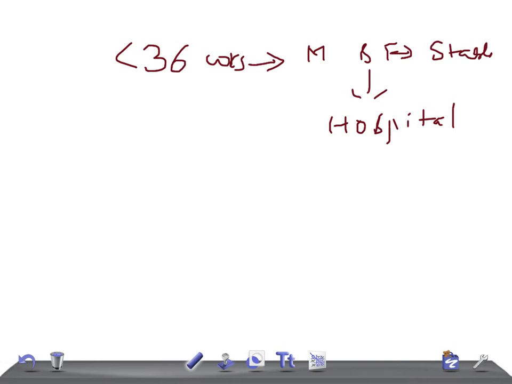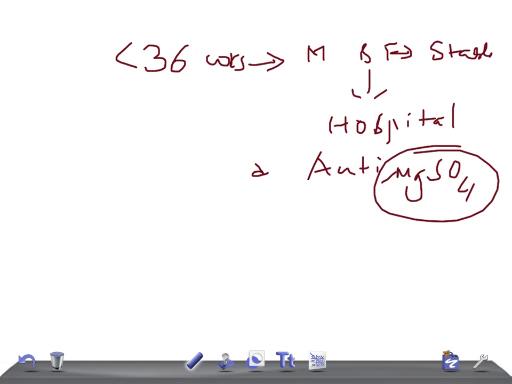That's why you have to monitor them in the hospital, okay, and there is no need of any antihypertensive drugs or magnesium MgSO4, right? Why is MgSO4 used? It is used to prevent the seizures that we see in severe preeclampsia and eclampsia. That's why it is not used over here. Okay, this is known as the conservative management of patients less than 36 weeks.